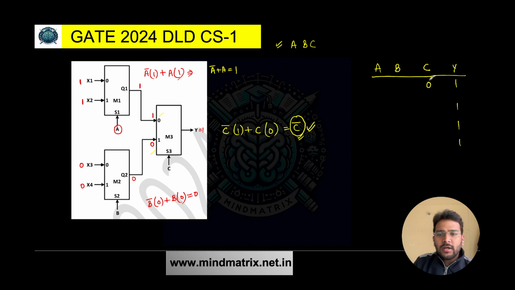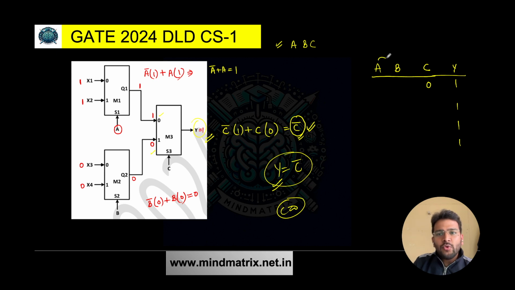So obviously, we are getting Y as C complement, so the value of C must be 0, then only we can get the output as 1, because Y is nothing but C complement. If the value of C is 0, then only Y can become 1, and in the question it is given that the Y value is always 1. So what are the possible combinations? The C value will always be 0, so it all depends on the A and B combinations.